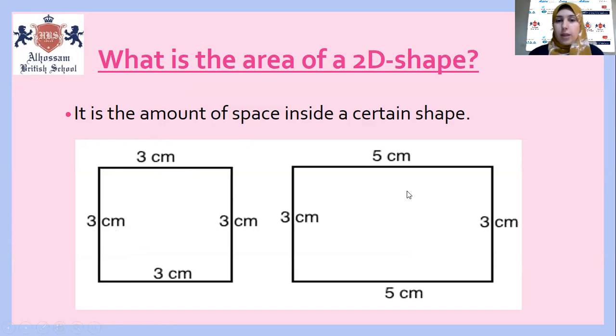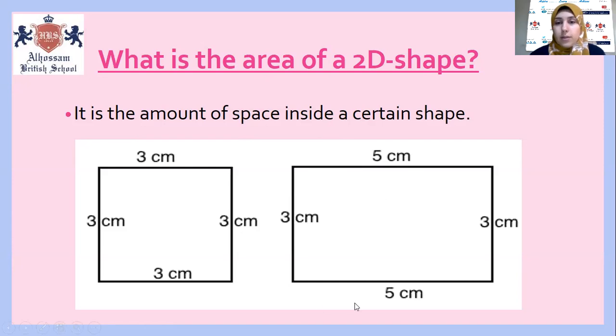And in the rectangle, we have a 5 and a 3. We're going to multiply them. 5 multiplied by 3 equals 15. But what about the unit? The unit will not be in centimeter. It will change because it's the area, and the area is the space inside the shape.